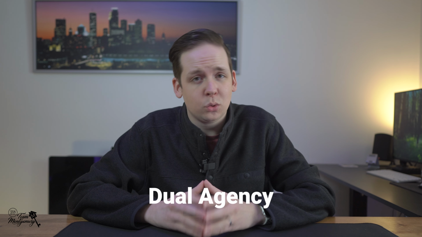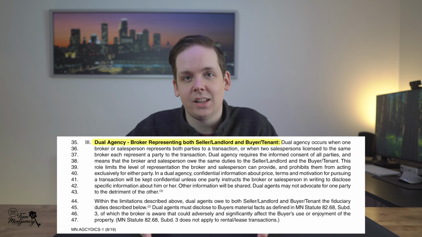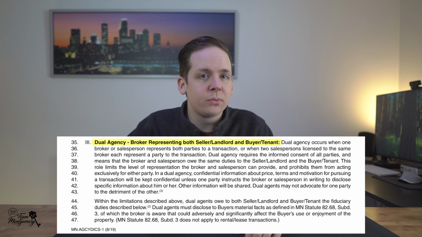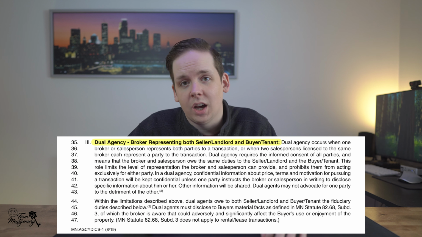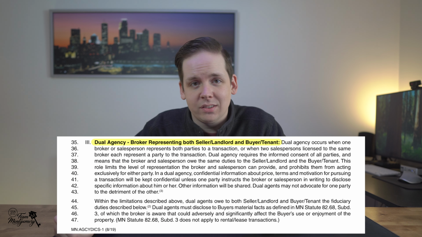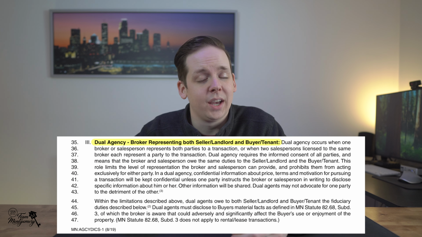Okay, section number 3, we're talking about dual agency, and dual agency is fairly common in our area. Dual agency occurs when one broker represents both the buyer and the seller in the same transaction. This does require balance, as the broker must fairly represent both parties while keeping certain information confidential unless instructed otherwise. For example, I wouldn't disclose to a buyer that a seller might accept a lower price unless the seller wants me to disclose that to the buyer.